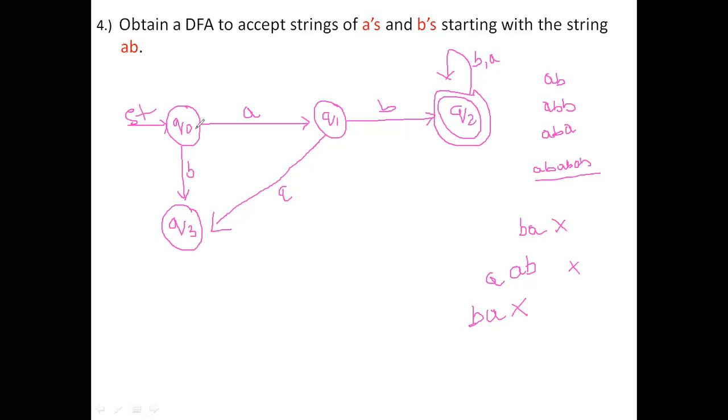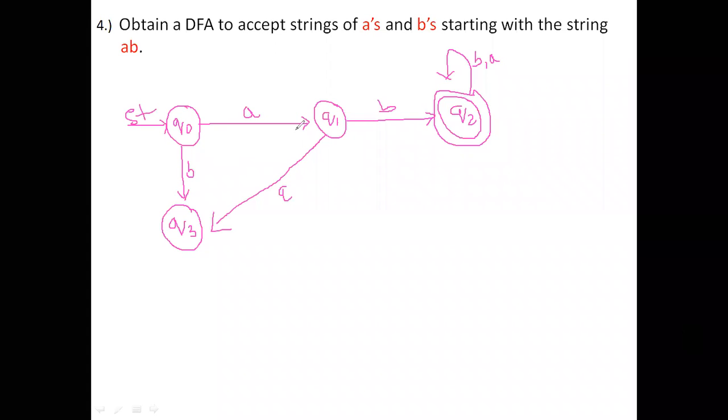So once you are entering this Q3 as a trap state, we don't have any transition which is moving towards the final state. Finally, it will be rejected exactly. Clear? Fine. So this is what the DFA we can design for this particular question. Any doubt? Observe it very carefully.